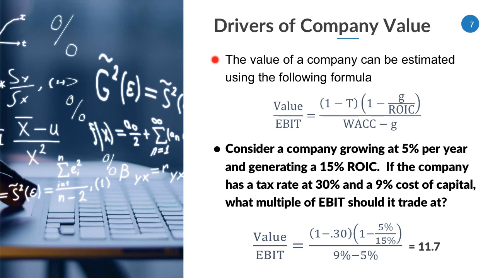We can use the fundamental drivers to determine an appropriate multiple for a company. As an example, let's assume that we're analyzing a company growing at 5% per year and generating a 15% return on invested capital. If the company has a tax rate of 30% and a cost of capital of 9%, we'd expect that company to trade at 11 to 12 times operating profit.